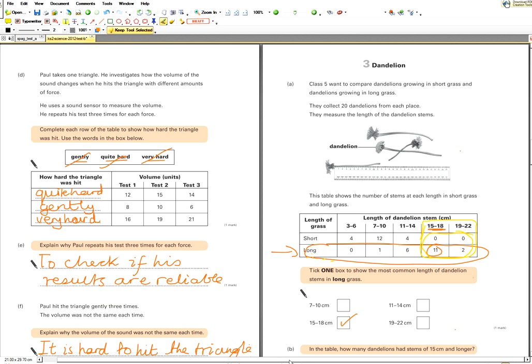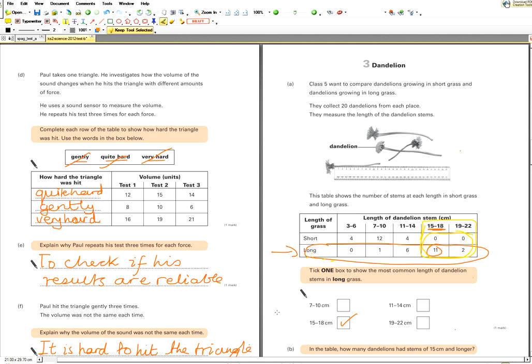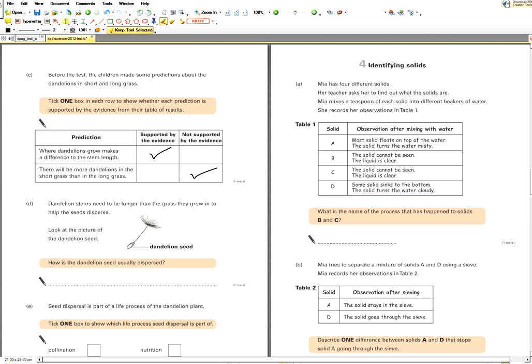Okay, so let's go back to the text. Where dandelions grow makes a difference to stem length. Yes, it does. There will be more dandelions. We didn't find more because what did they do? If you look at the experiment originally, they took 20 dandelions from each place. So the experiment doesn't show that. Okay, ready?